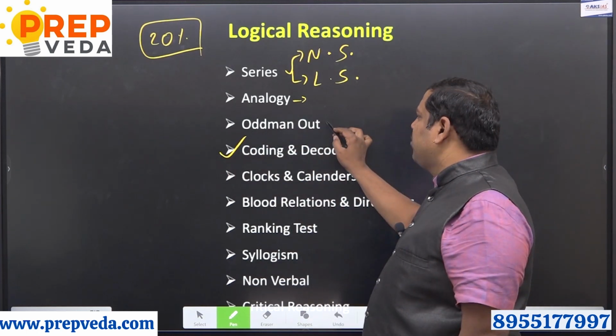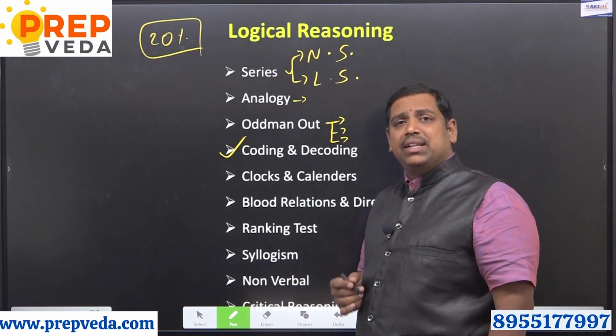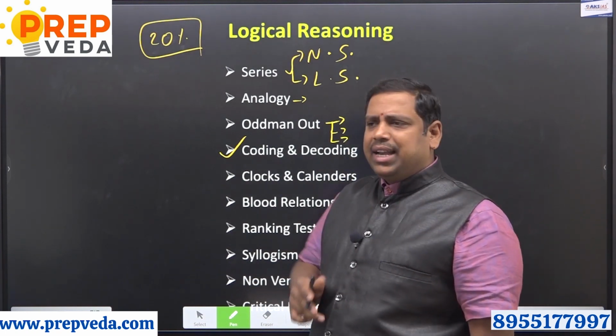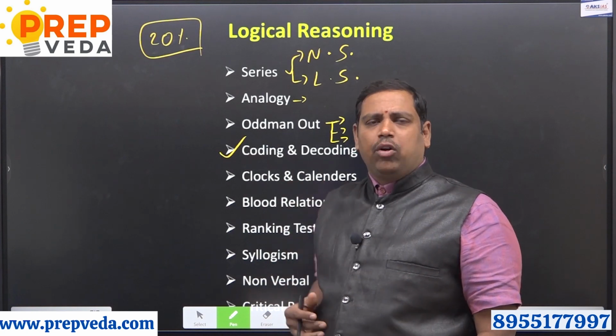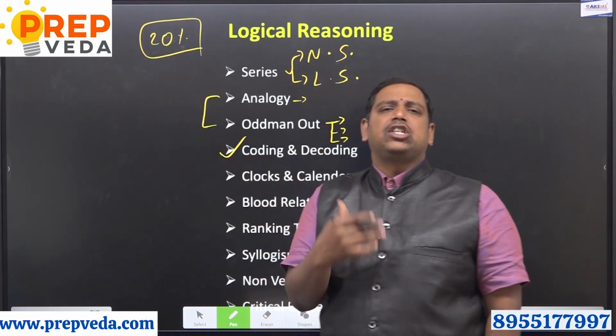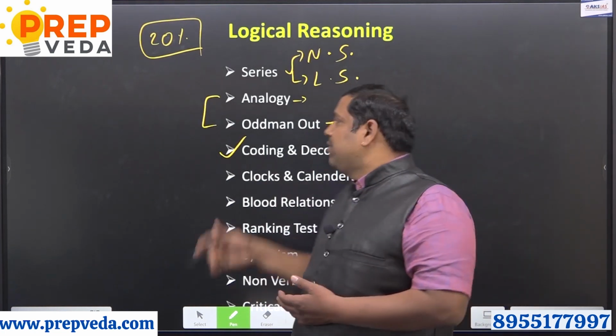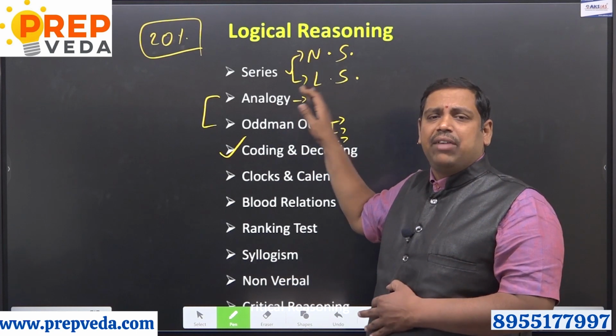And odd man out, again we have three types: number, letter, and word odd man out. Its other name is classification. It is a simple and beautiful one. In these two there are some mistakes that students commonly make, which are regular in the examinations. I will discuss each and every one of them clearly in the class.